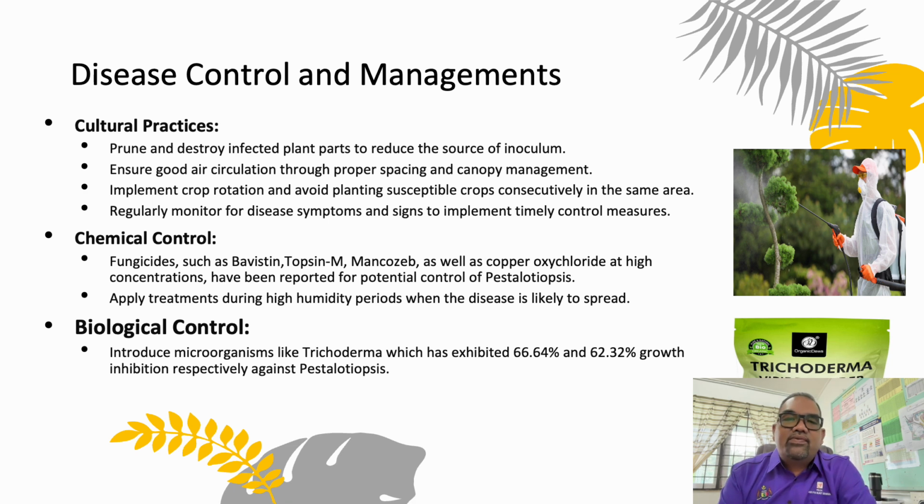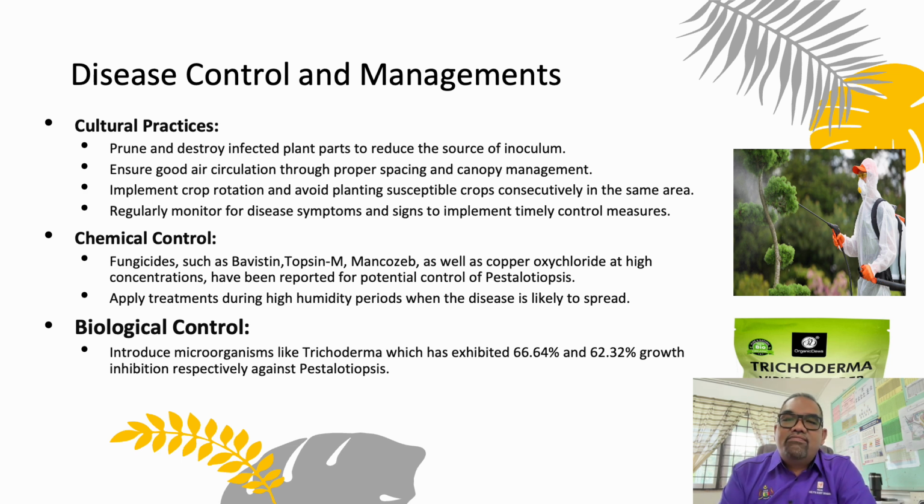In terms of chemical control, applying fungicides such as Bavistin, Topsin M, Mancozeb, and copper oxychloride has proven effective, especially when used at high concentrations. These treatments should ideally be applied during high humidity periods, which are conducive to the spread of the disease.